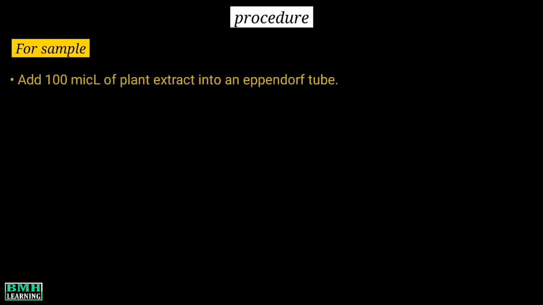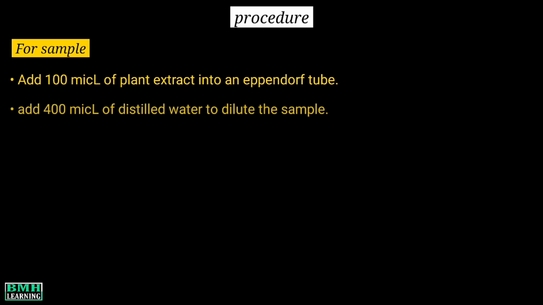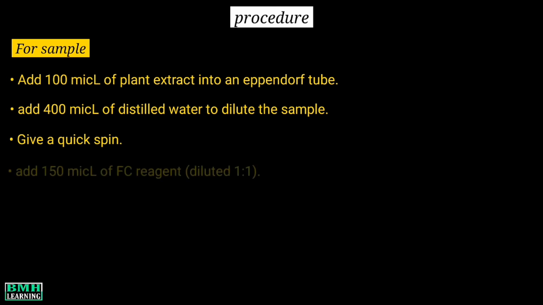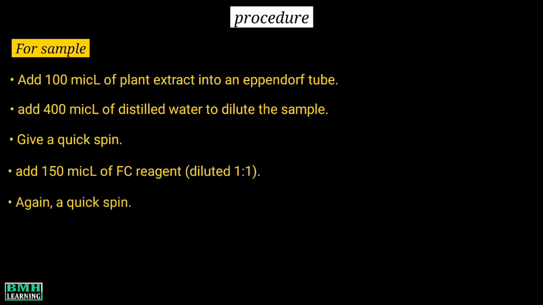Procedure: add 100 microliter of plant extract into an Eppendorf tube. Into this tube, add 400 microliter of distilled water to dilute the sample. Give a quick spin to this tube to dissolve the sample in distilled water. Next, we add 150 microliter of FC reagent, diluted 1:1. Again, give it a quick spin so that the whole phenolic content reacts with the FC reagent.